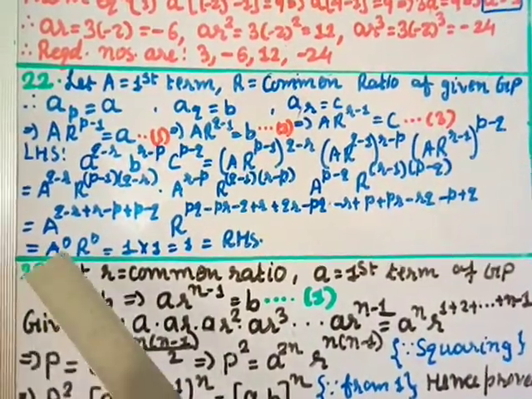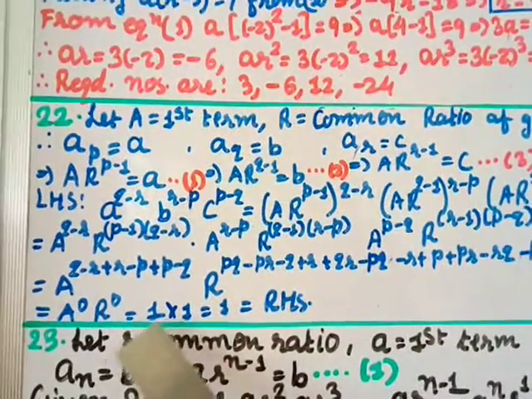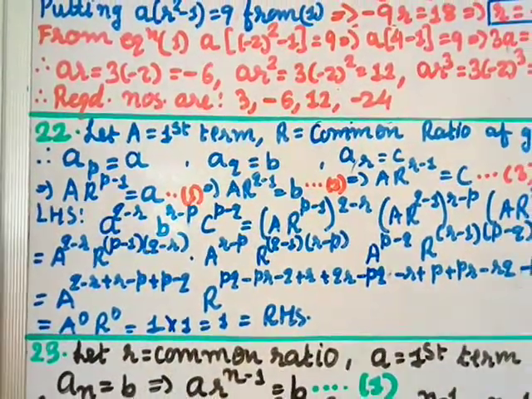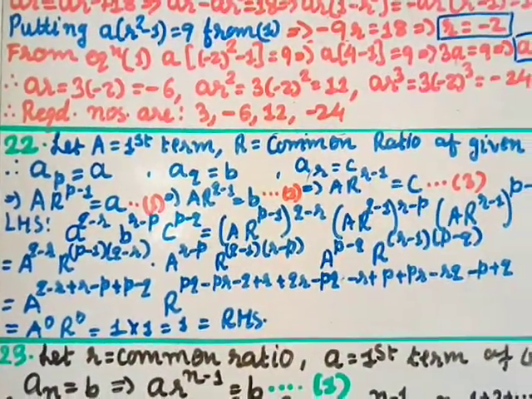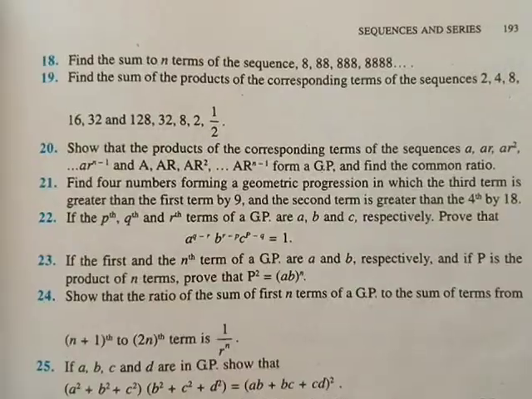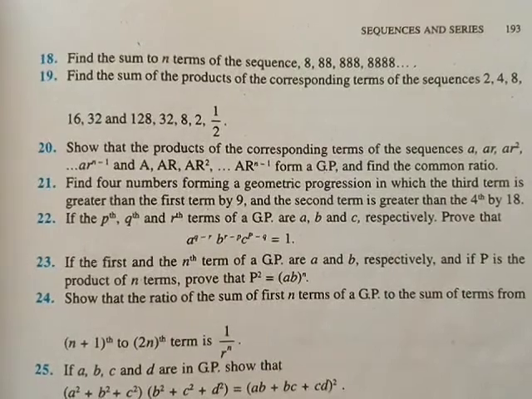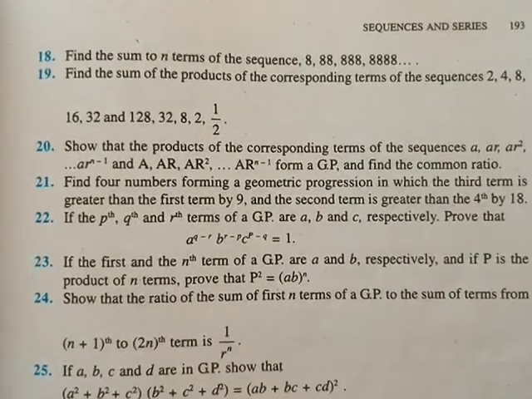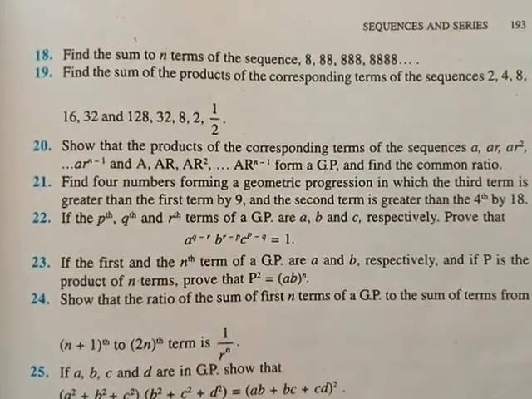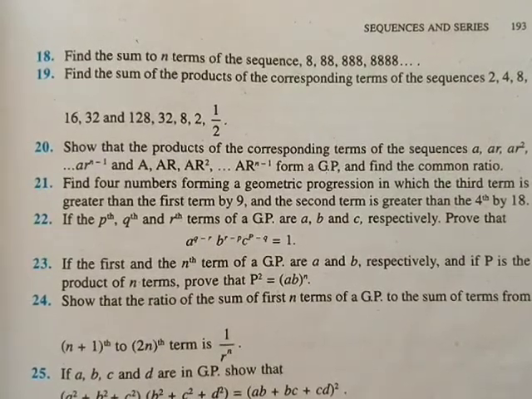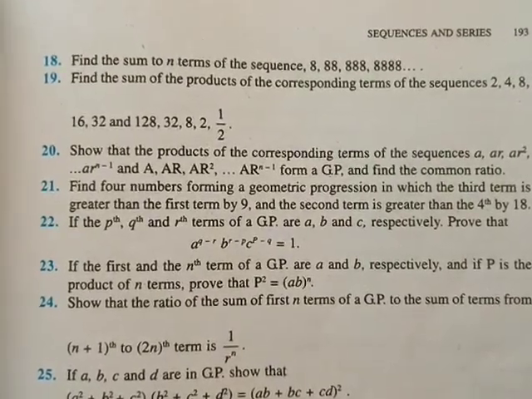Anything power 0 is 1, so A power 0 is 1 into R power 0 also is 1, so 1 into 1 is 1. That is what you have to prove, equal to the right hand side, hence proved. Question number 23. If the first and the nth term of a GP are A and B respectively, and if P is the product of n terms, prove that P square equals AB power n.